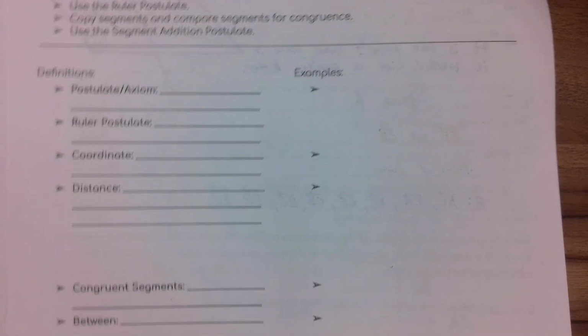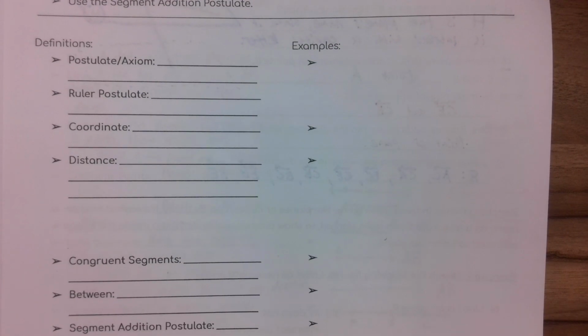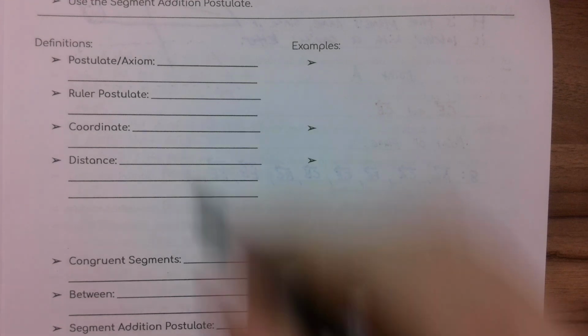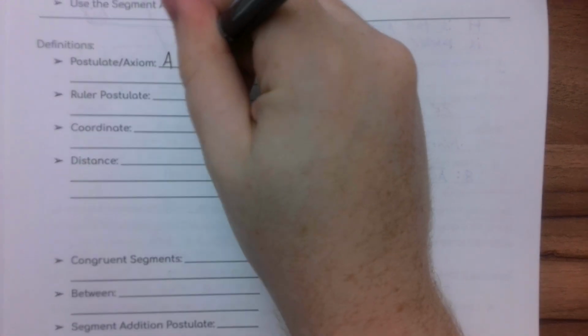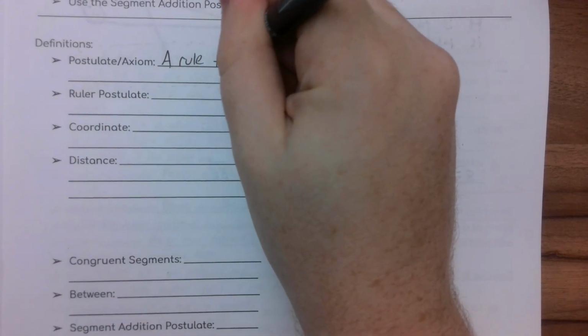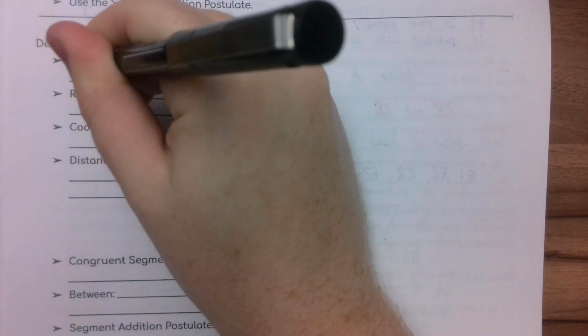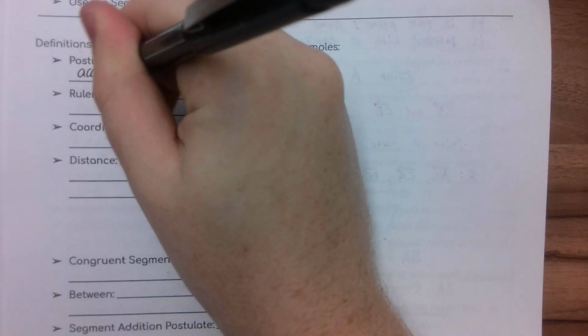So let's do it. First things first, we got to talk about what a postulate or an axiom is. Both these words generally mean the same thing. They are just a rule that is accepted without proof.